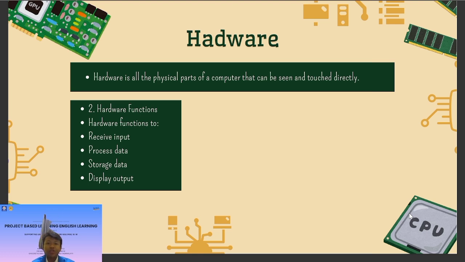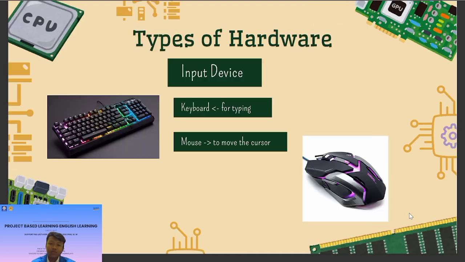Storage device functions to store data permanently or temporarily. Example: SSD. Input device. Why is the keyboard included in the input device? Because the keyboard functions to enter commands such as letters, numbers, or shortcuts. And also the mouse is included in the input device because it is used to move the cursor and also select what object we will run.